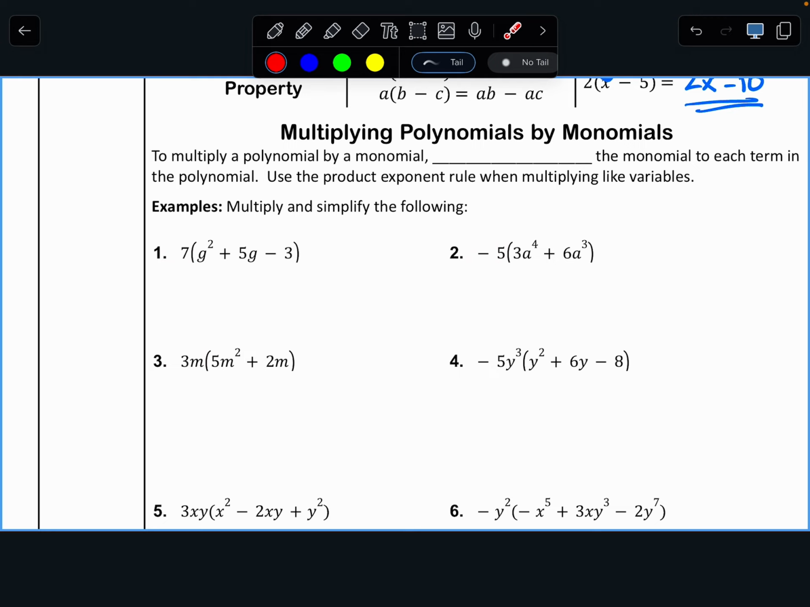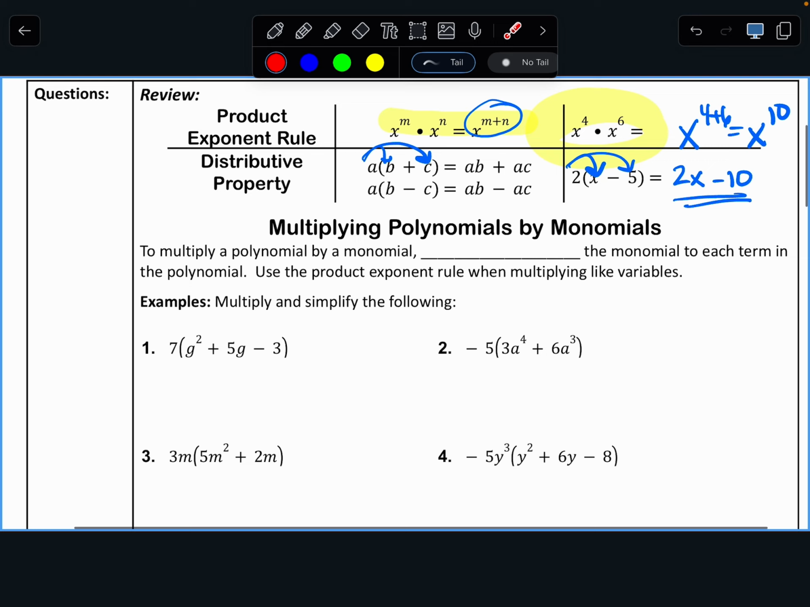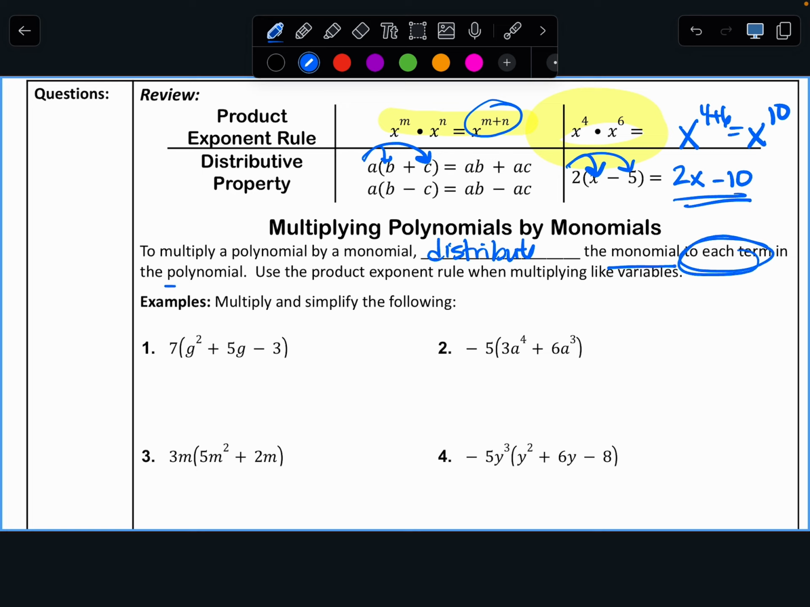And poly means many. So this one has 2, this one has 3. So poly just means more than one. So when we do this, we just multiply the monomial by each. Actually, let's not use multiply. Let's use the word distribute. That works better because that's what we're doing. We distribute the monomial to each term in the polynomial. So that's all we're doing, is we're going to go through and take that 7 for number 1 and multiply it by everything in the parentheses.